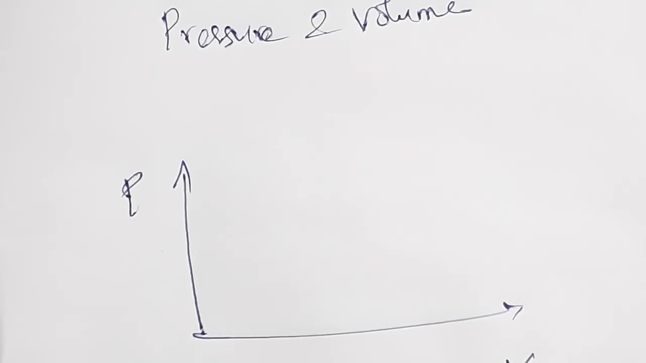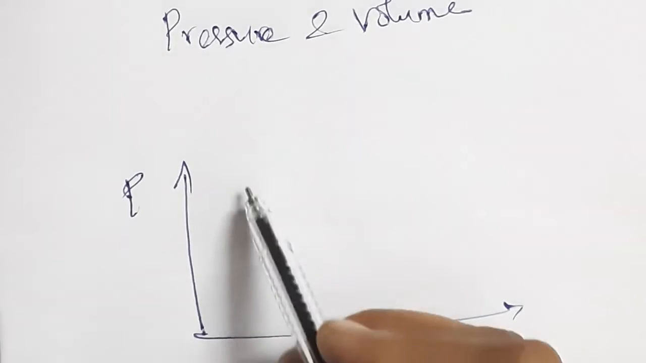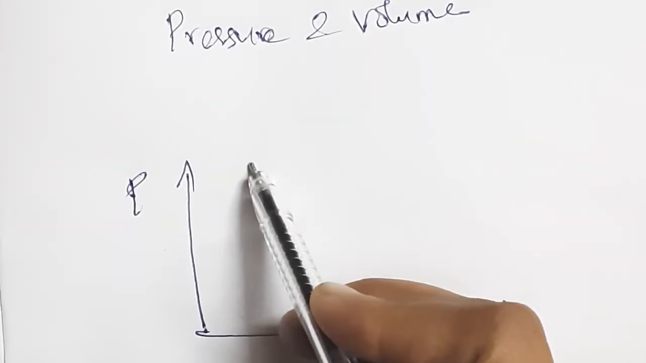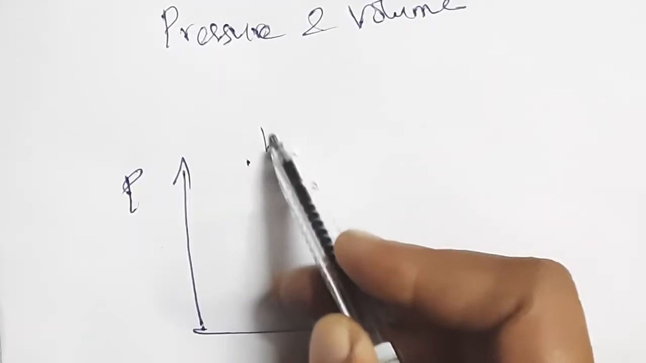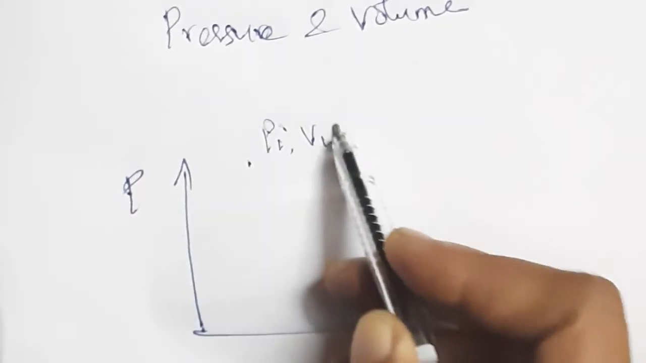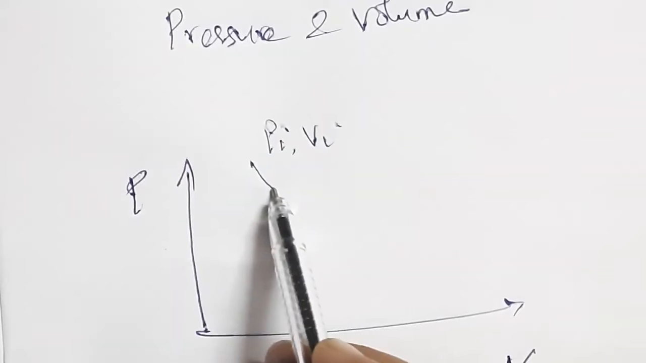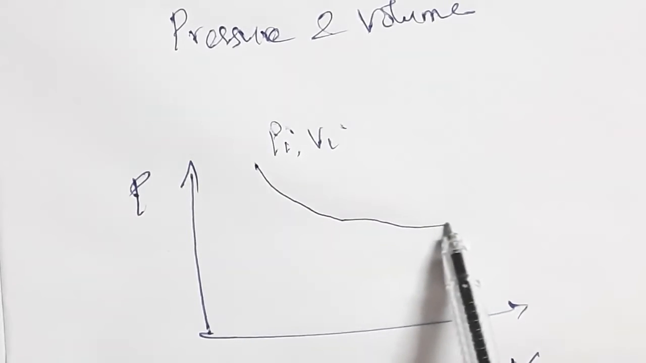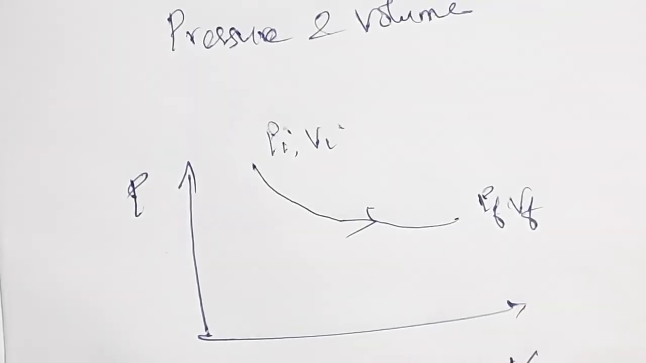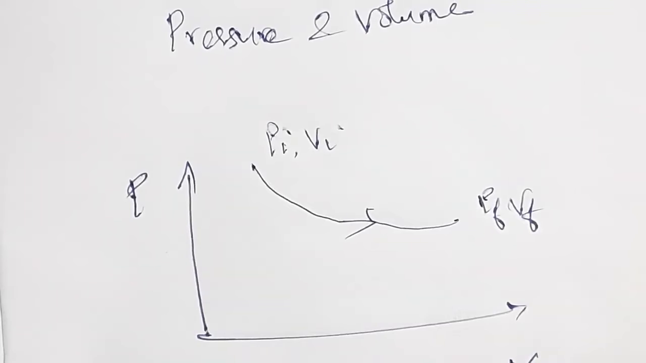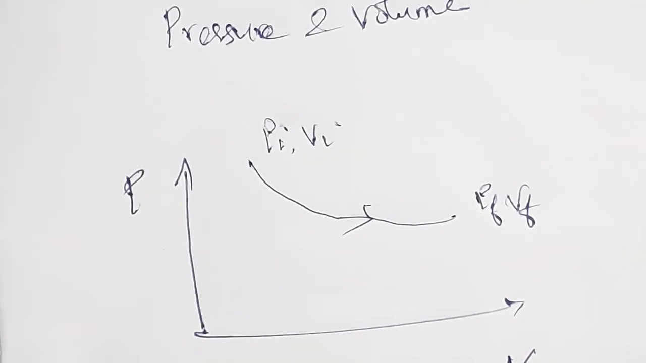So work done by the gas during expansion. During expansion, suppose this is the initial pressure and initial volume position, Pi and Vi. So when the volume increases, the pressure may decrease. So this is Pf and Vf. Okay. Actually this curve depends upon the thermodynamic process. Whatever process we are considering, depending on the nature of that thermodynamic process, we will get the PV diagram.